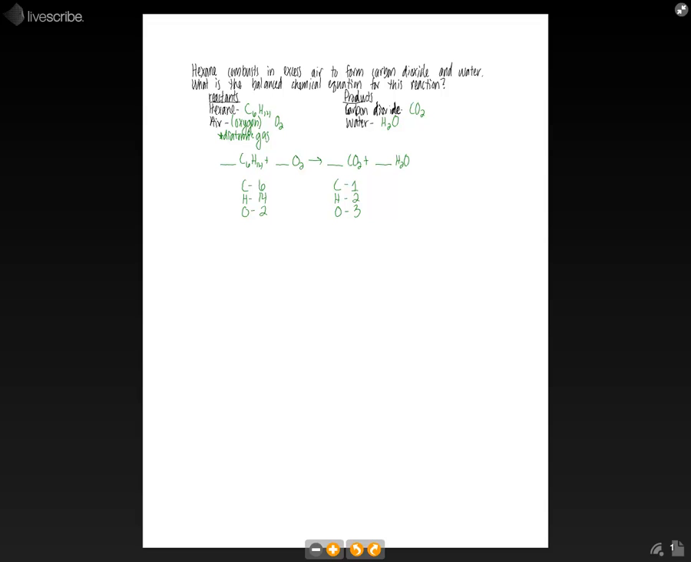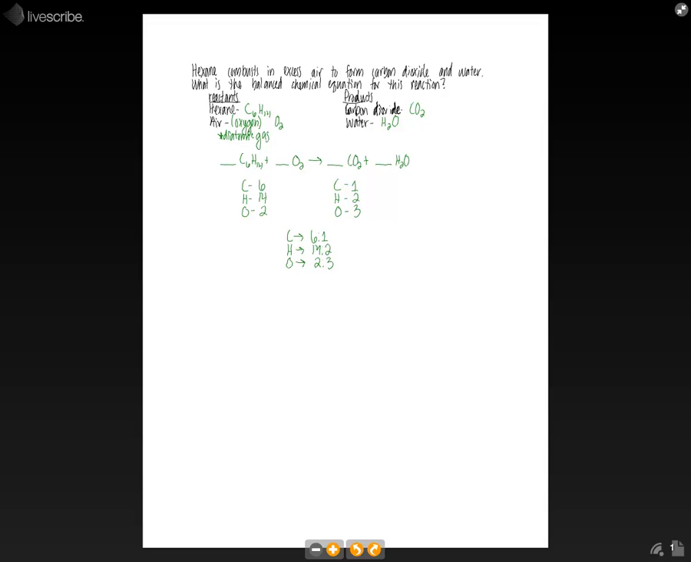Now, based on these numbers that we just wrote down, we can determine the ratios. Our carbon ratio is going to be 6 to 1. Our hydrogen ratio will be 14 to 2. And our oxygen ratio is going to be 2 to 3. Now that we have these ratios, we're ready to determine our coefficients.